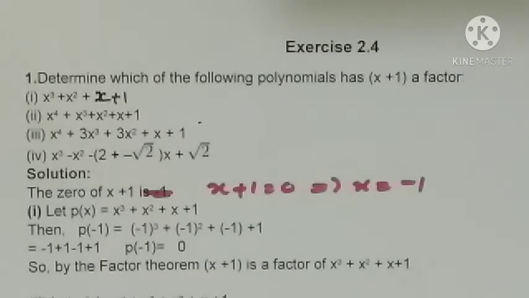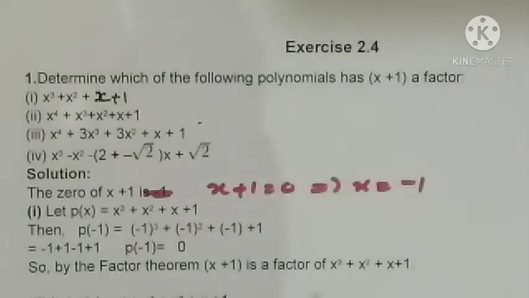What are the questions given there? First question, x cube plus x square plus x plus 1. Second question, x raised to 4 plus x cube plus x square plus x plus 1. Third question, x raised to 4 plus 3x cube plus 3x square plus x plus 1. The last question, x cube minus x square minus (2 plus root 2) into x plus root 2.